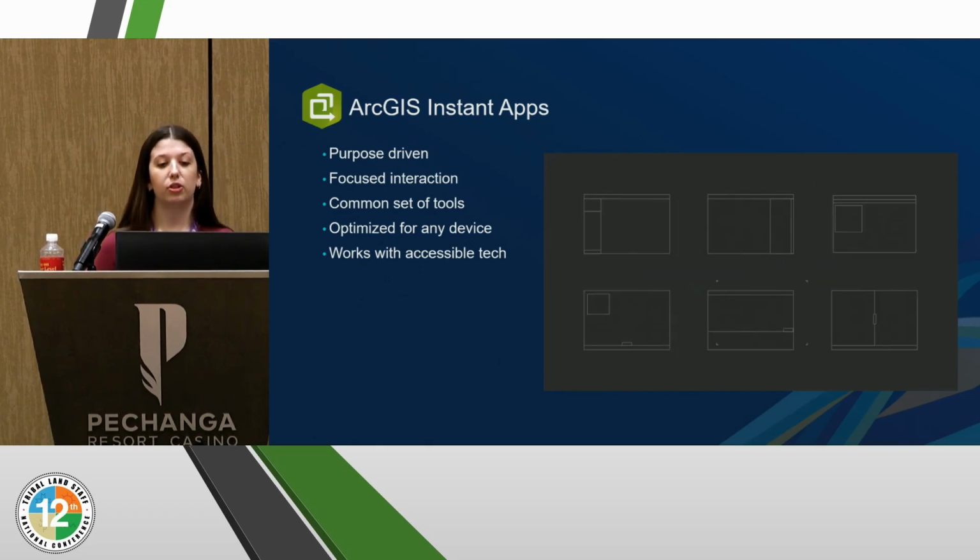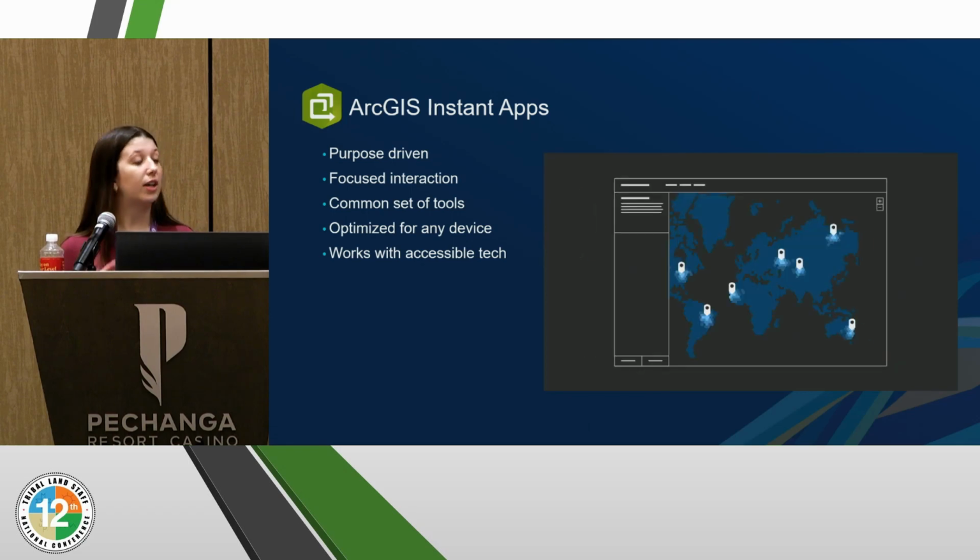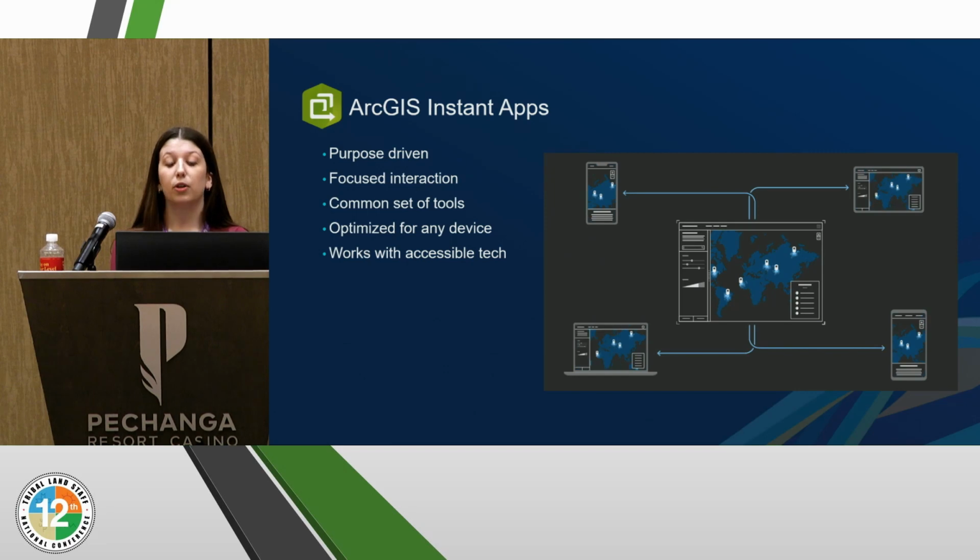So one of these applications is Instant Apps, and it's the fastest way to go from your web map you create to an application. It's purpose-driven for specific workflows and has focused interaction to get straight to the point of your work. Like when you open the application, that is the main reason for the app, and you can see that answer right there. So there's a common set of tools such as navigation, web analytics, and search. And it's also optimized for use on any of your devices. So it's also able to work with accessible technology.